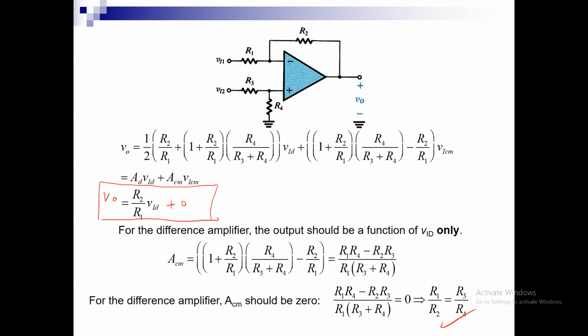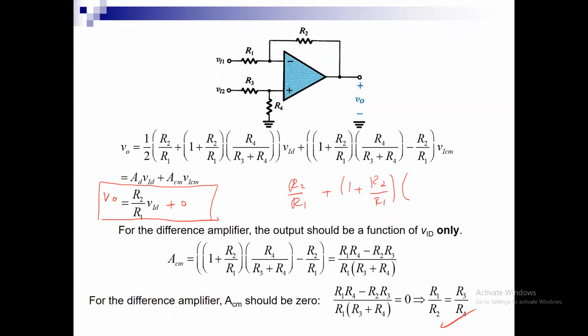Okay, clear what we did? We found what ACM should be. We set it to 0. We found the corresponding resistor ratios that I need to design my circuit with. And if I reduce AD and plug in those ratios, I represent each R2 over R1 by R4 over R3 or vice versa. So this is actually R2 over R1 plus 1 plus R2 over R1, into this, which is R4 over R3.